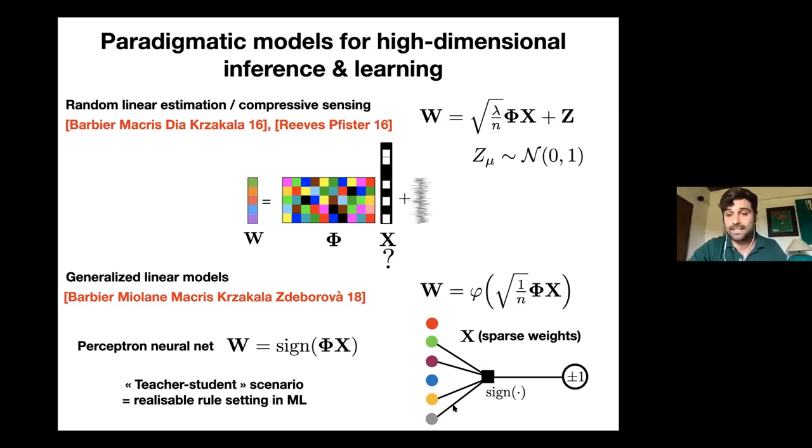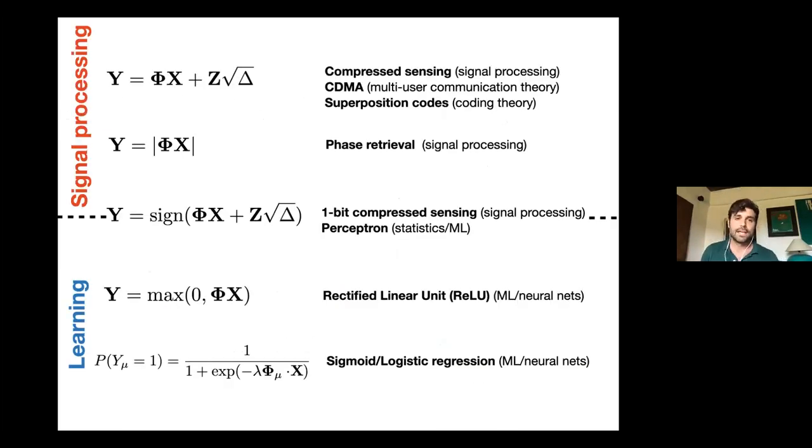And the learning task is: given this data that has been generated from this so-called teacher neural network, a student is given this data and tries to learn this neural network, knowing the architecture. It doesn't know which features have been selected by this neural network. It doesn't know the value of the weights here, but it knows at least that such a neural network has been used.